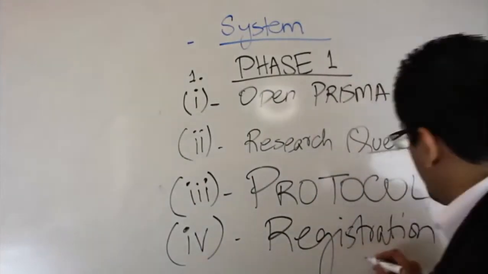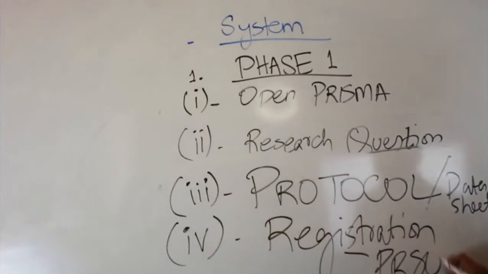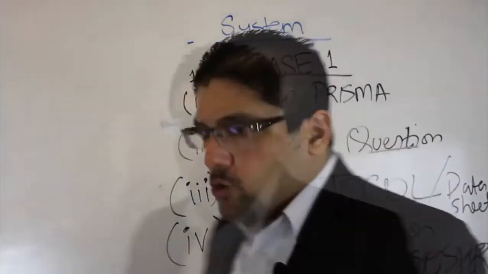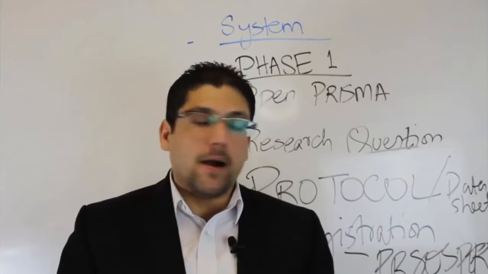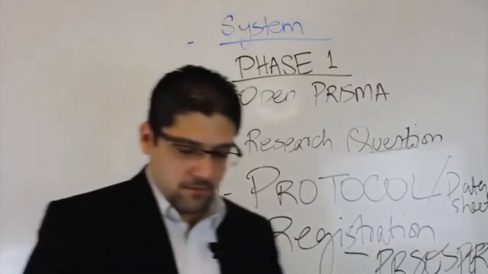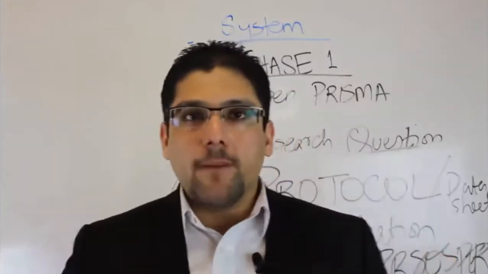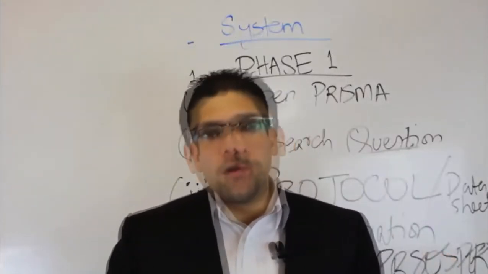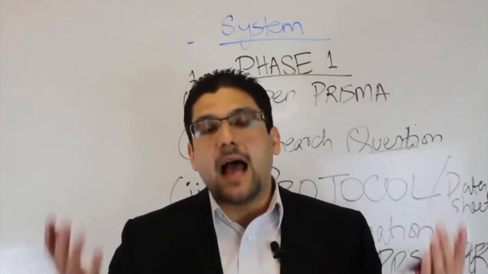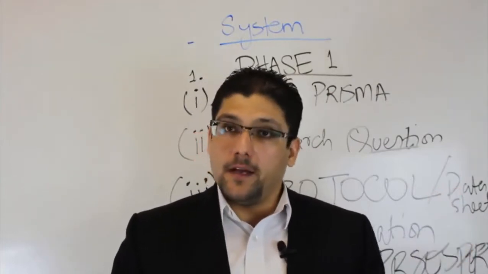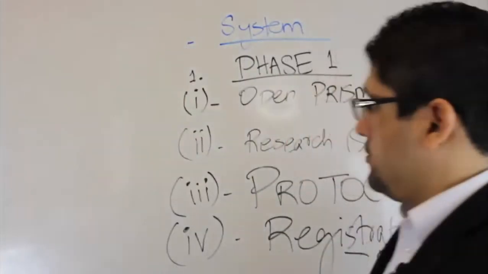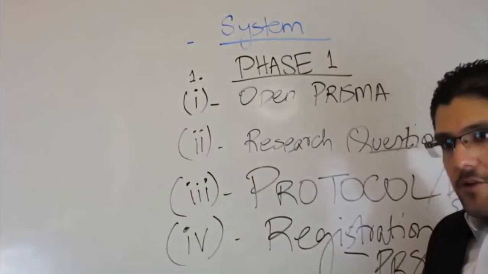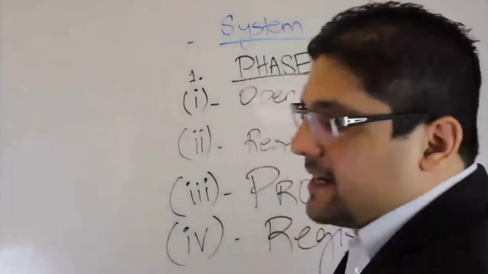Now, for registration, where do we go? There is a website, PROSPERO. So you go and register your systematic review on PROSPERO as the last step. But this step, the fourth step, is optional. Don't worry about it. It is important for clinical trials. For clinical trials, you have to register on the registration websites. But in systematic review and meta-analysis, you don't have to. It's not mandatory. It's recommended and it's optional.